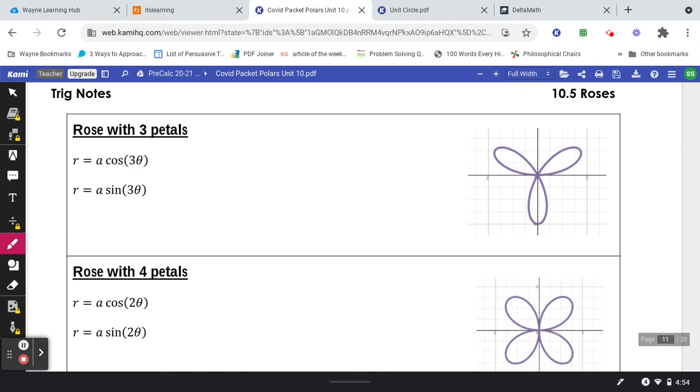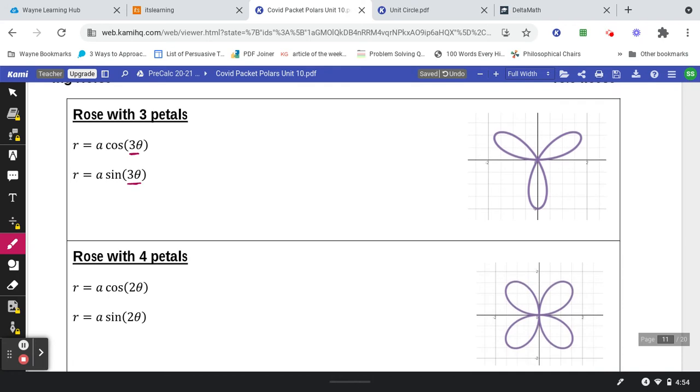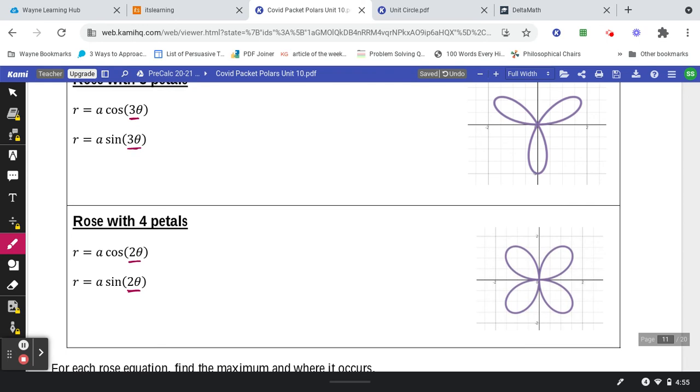The first one we're going to do is a rose with 3 petals, and we know this is a rose with 3 petals because it has a 3 theta right there. And then a rose with 4 petals is going to have a 2 theta there. So this is kind of strange. It actually doubles the amount of petals if it has an even theta, so like 2. So that's kind of what they look like.